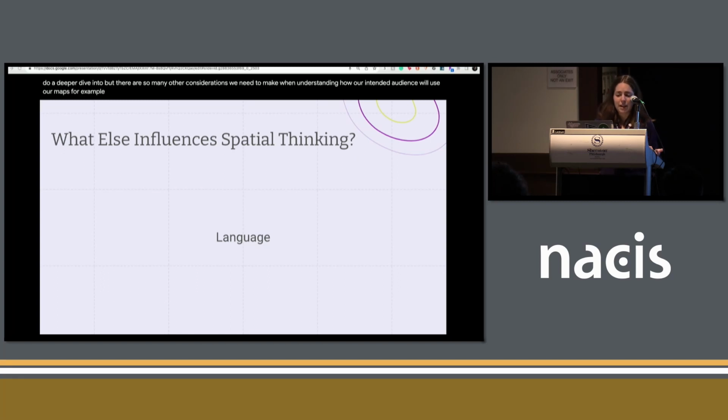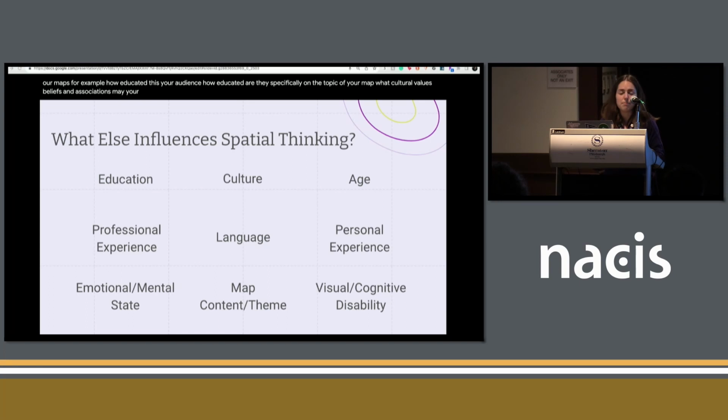For example, how educated is your audience? How educated are they specifically on the topic of your map? What cultural values, beliefs, and associations may your audience have that could bias their understanding or action? Do they have strong pre-existing feelings towards your topic? What personal and professional experience does your reader have with spatial thinking? Are they GIS professionals, mountain climbers who use maps frequently, toddlers who might be using a map for the first time?